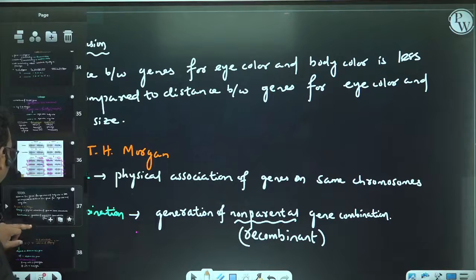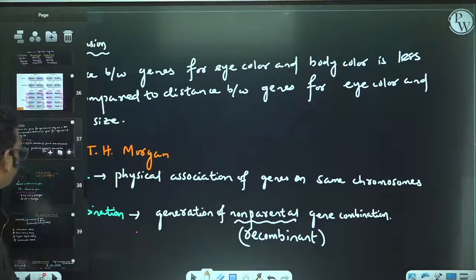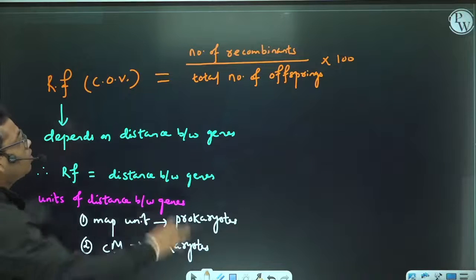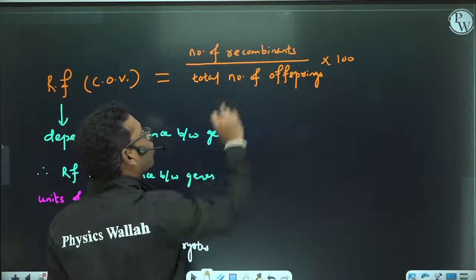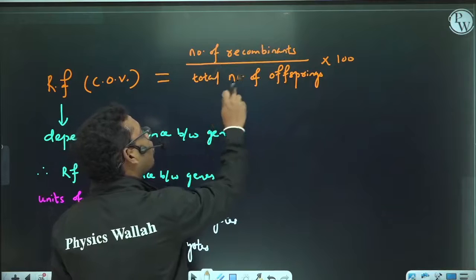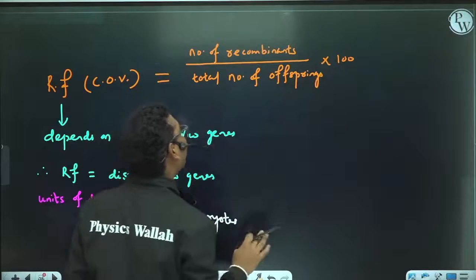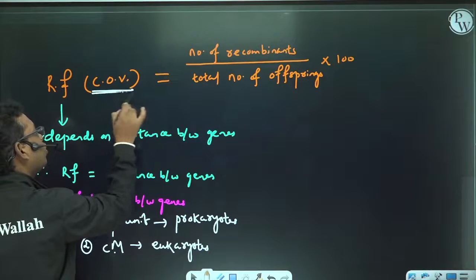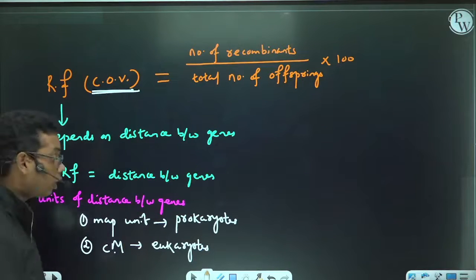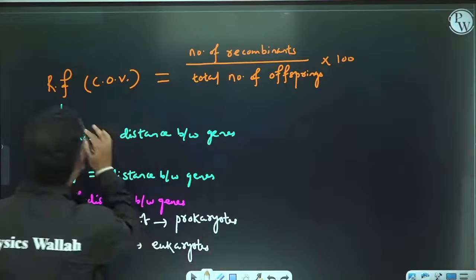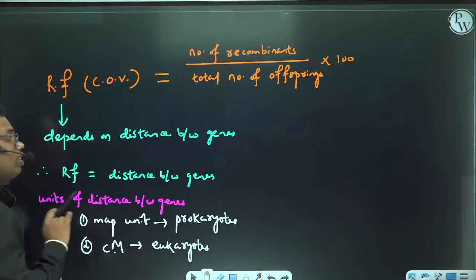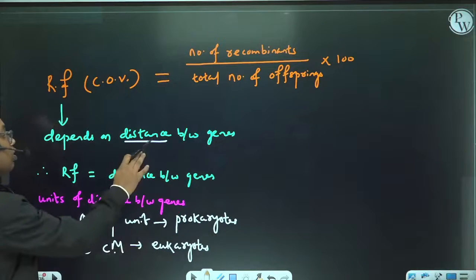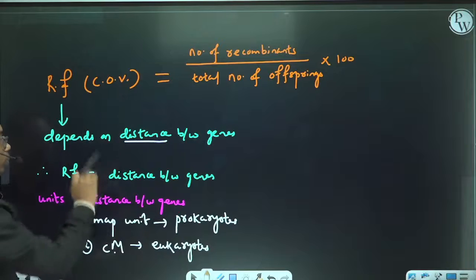Now, recombination frequency is nothing but the total number of recombinants upon total number of offsprings or progeny into 100. And this recombination frequency is also called crossover value. COV is crossover value. The value of recombination frequency depends upon the distance between the genes. If the distance between genes is more, recombination frequency will be more.